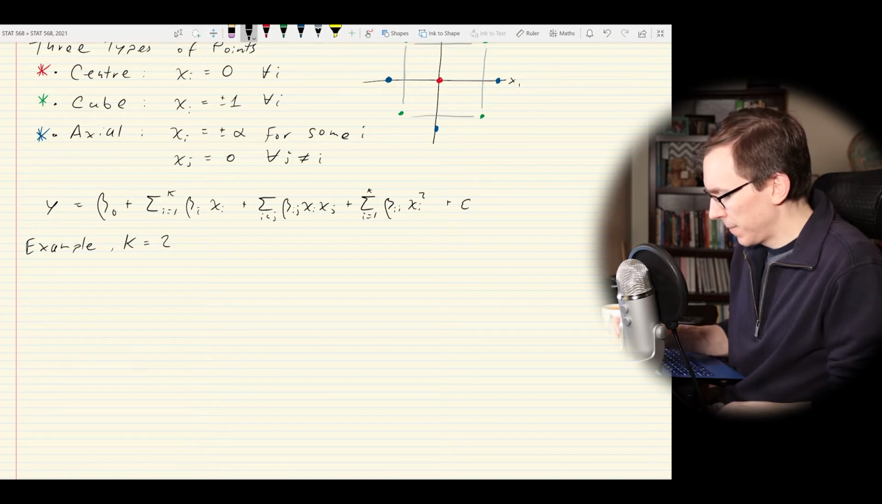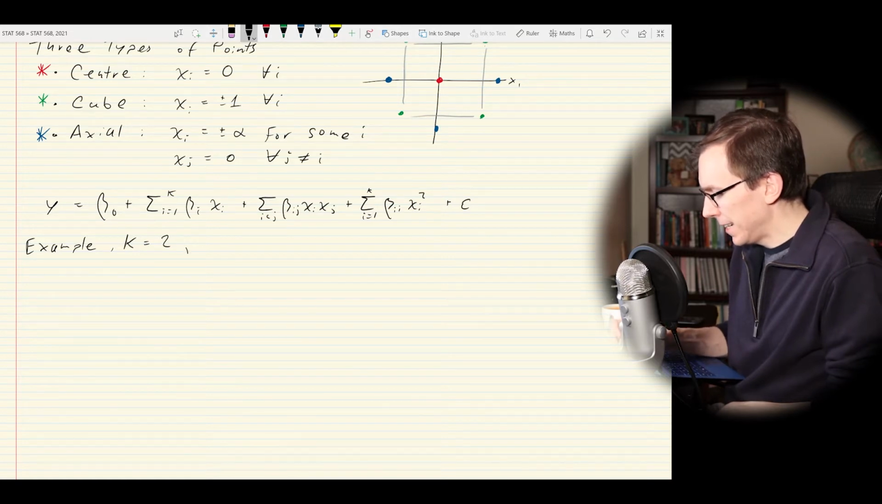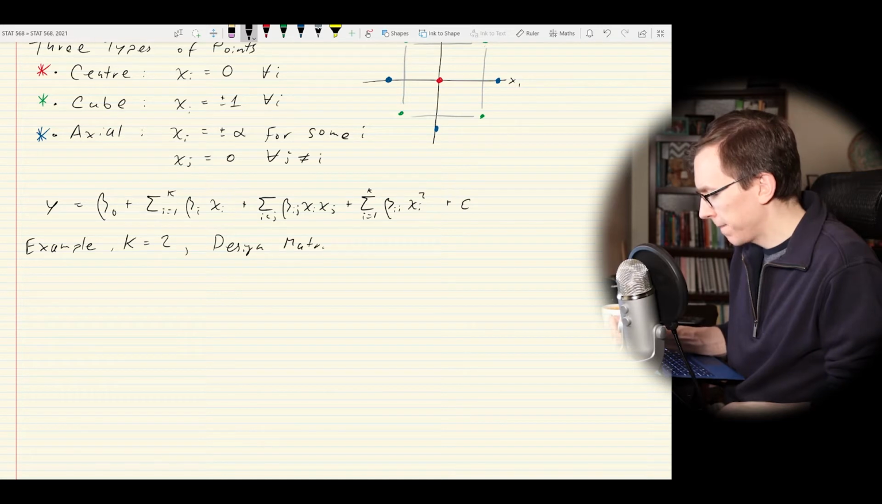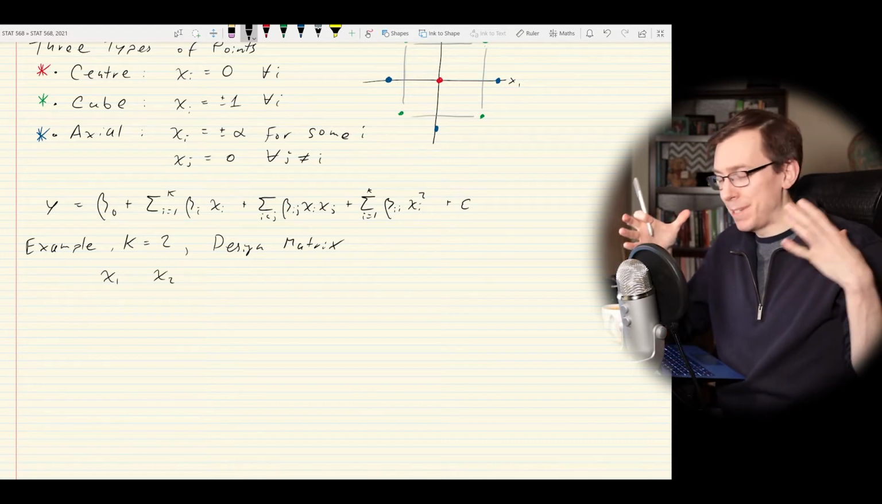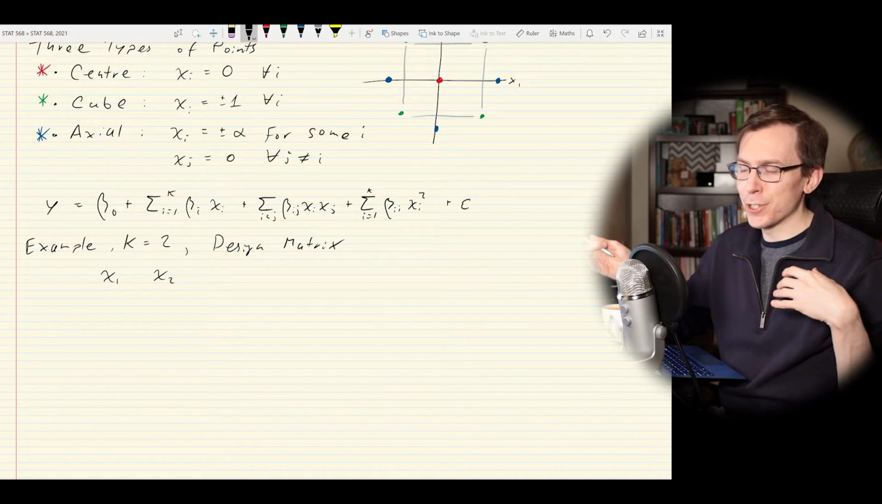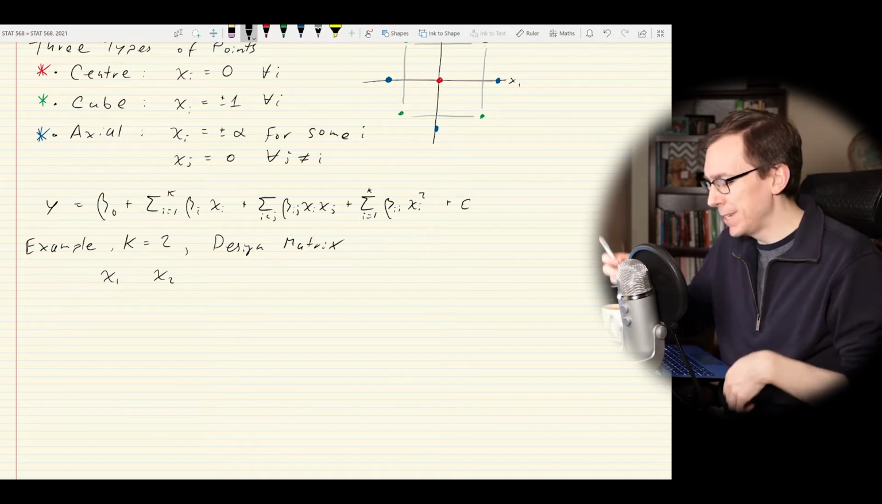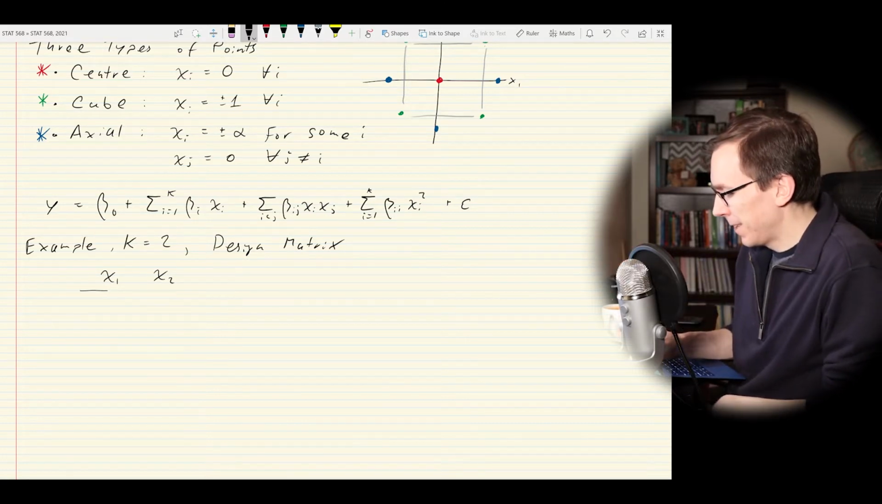So what I want is to write out the design matrix. The design matrix here is going to have a couple things in it. First, I'm going to have an x1 and an x2. These are the two variables that I'm setting. Remember, they could be temperature and pressure. They could be other things that we are changing.